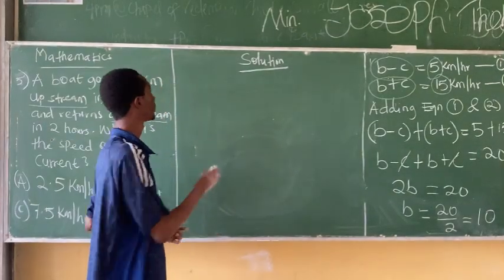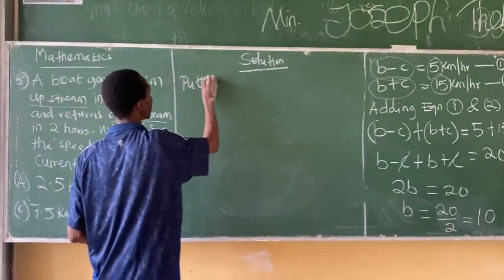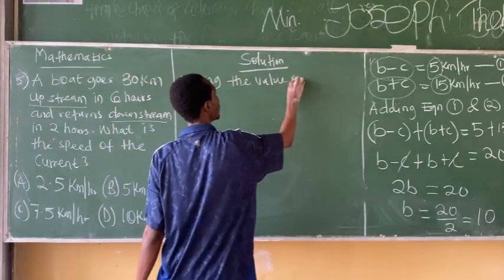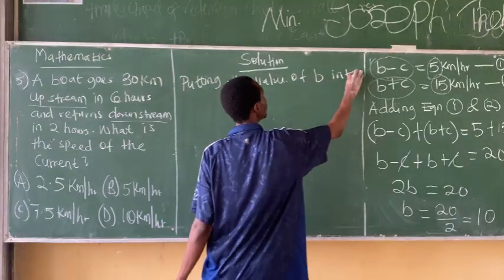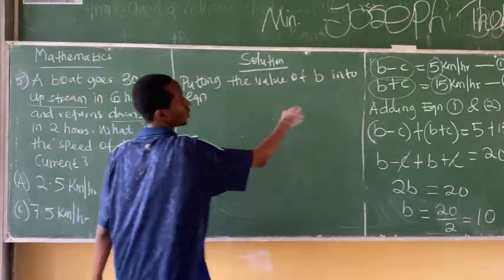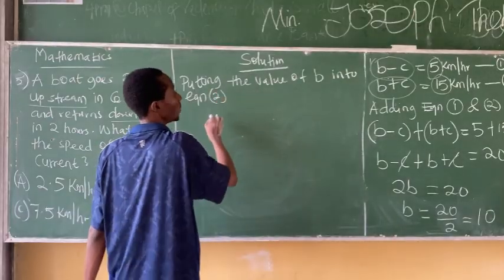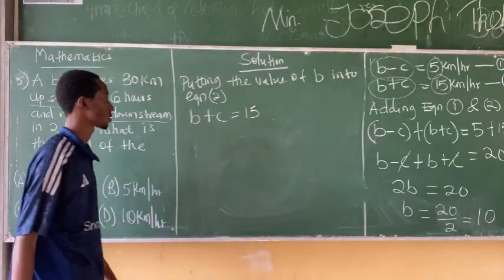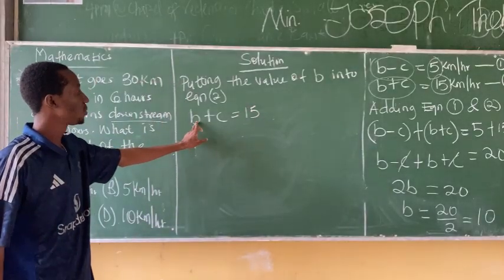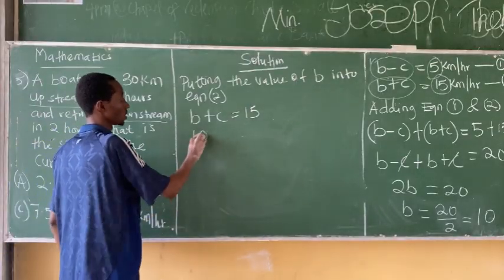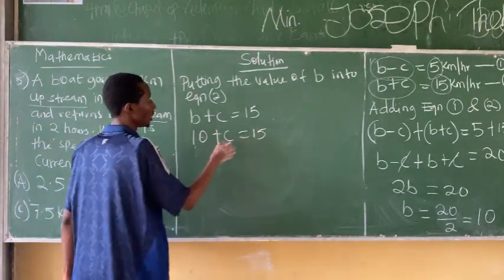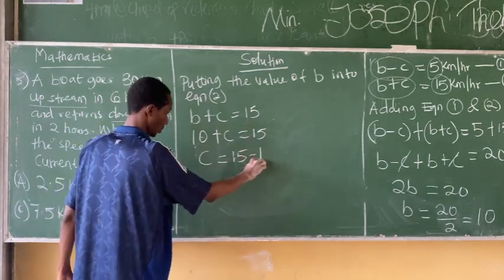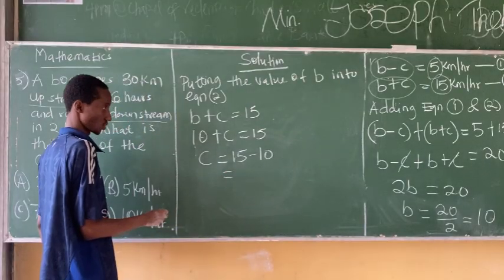If we do that, putting the value of B into equation 2, we have B plus C is equal to 15. Yes. So our B here is 10. 10 plus C is equal to 15. If we make C subject of formula, 10 crossing the equality sign, we have C is equal to 15 minus 10. 15 minus 10 gives us 5.